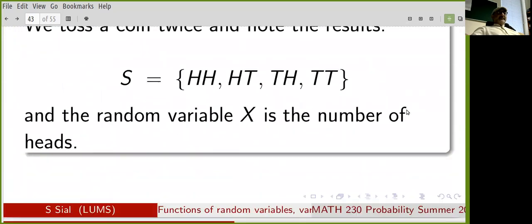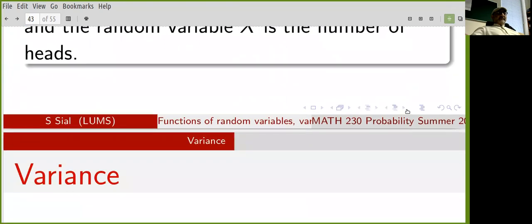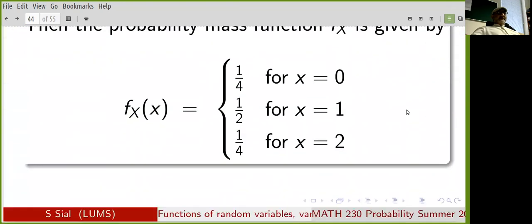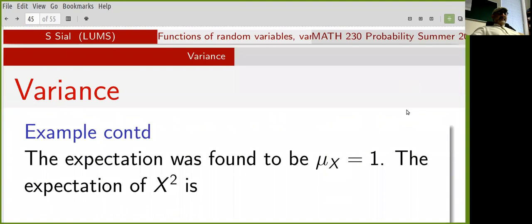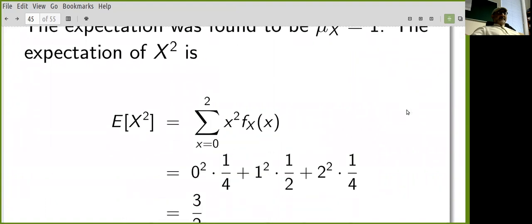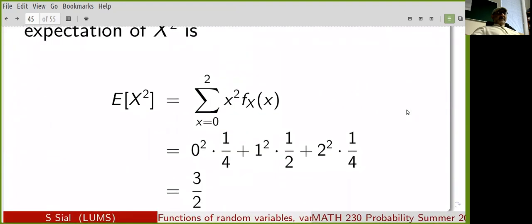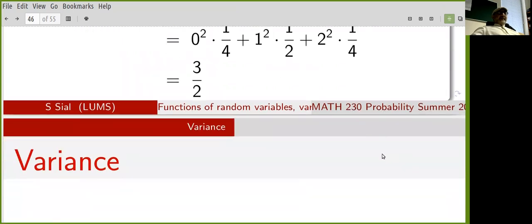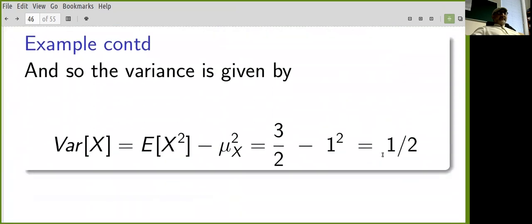Okay, so for example, if we go back to the same coin flipping twice business, you have the same sample space, the same PMF. Now let's do this. The expectation of x squared is the summation over x equals 0 to 2 of x squared times the PMF. So it's 0 squared times the PMF for 0 plus 1 squared times the PMF for 1 plus 2 squared times the PMF for 2. That works out to be 3/2.